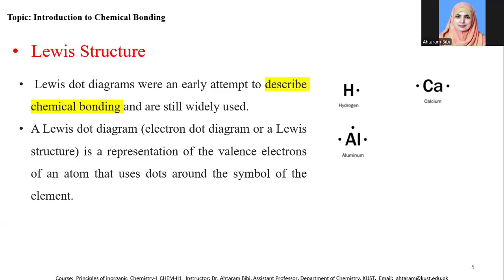Similarly, we can see the Lewis structure of aluminum. Aluminum has three valence electrons. It means that it can make three bonds. Carbon has four valence electrons, and we can represent the Lewis structure by representing dots around the atom. So it means that carbon can make four chemical bonds.